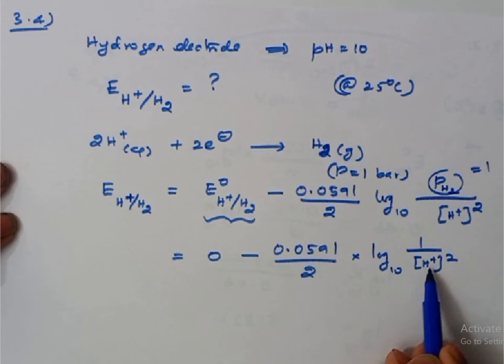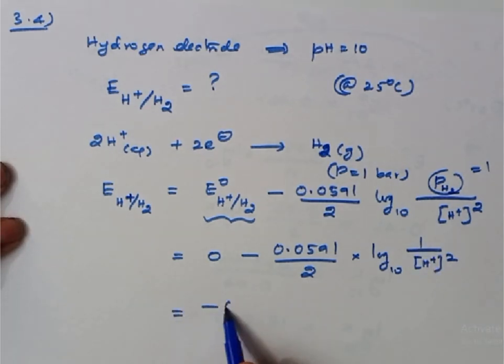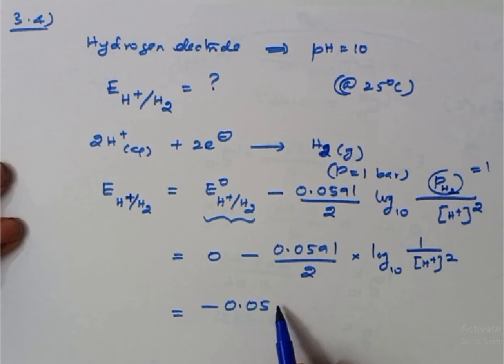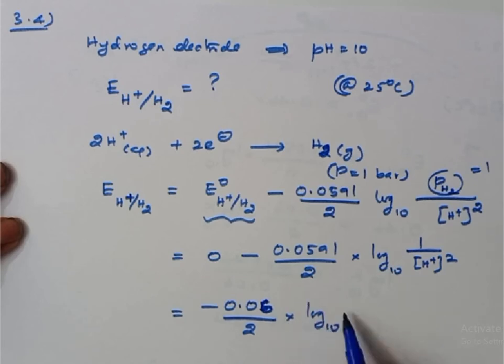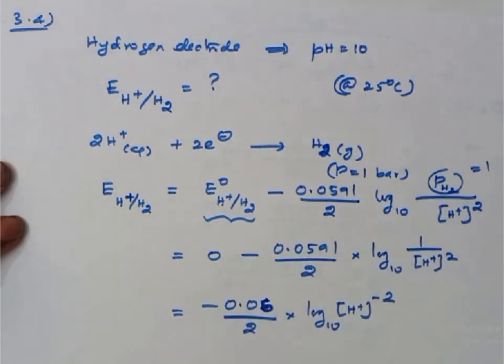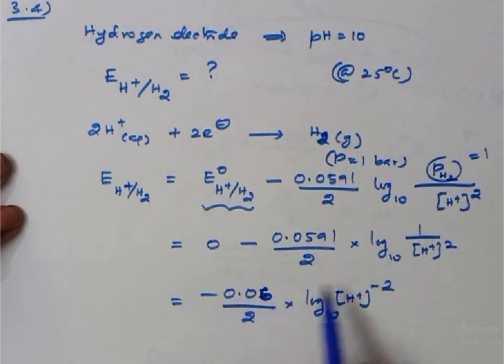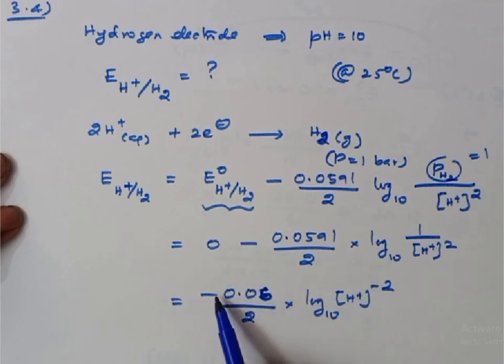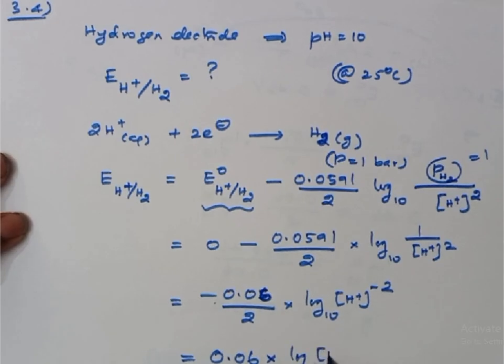Okay, I'll bring this H plus power 2 to the numerator. So what we'll get is 0.05, let me write this roughly as 0.06 by 2 into log base 10 concentration of H plus power minus 2. I'll bring this H plus to the numerator and bring the minus 2 in front. Minus of minus becomes plus, so you'll get 2 into 0.06 by 2. The 2's cancel, so I'll get directly 0.06 into log base 10 concentration of H plus.